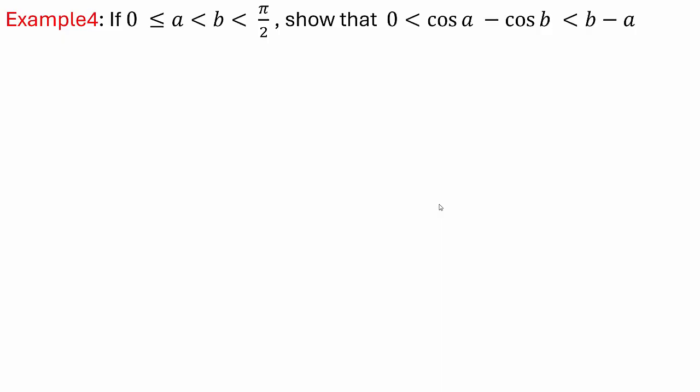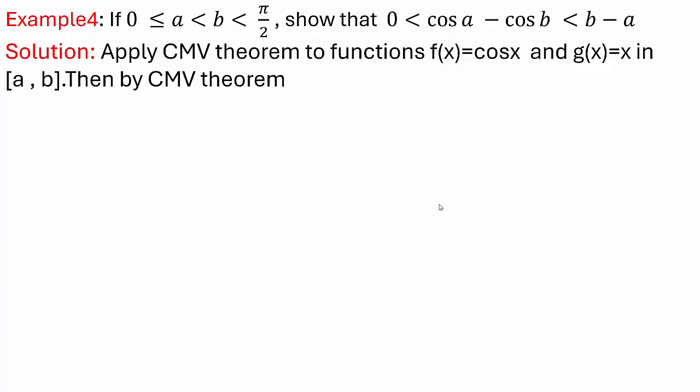Fourth example: if 0 is less than or equal to a, which is less than b, which is less than pi by 2, then show that 0 is less than cos a minus cos b, which is less than b minus a. For this, we apply Cauchy's mean value theorem to the function f(x) equal to cos x and g(x) equal to x in the closed interval [a, b]. Why have we assumed g(x) equal to x? Because the terms b and a are given. If you take g(x) equal to x, then g(b) equals b and g(a) equals a. That's why we assume g(x) equal to x.